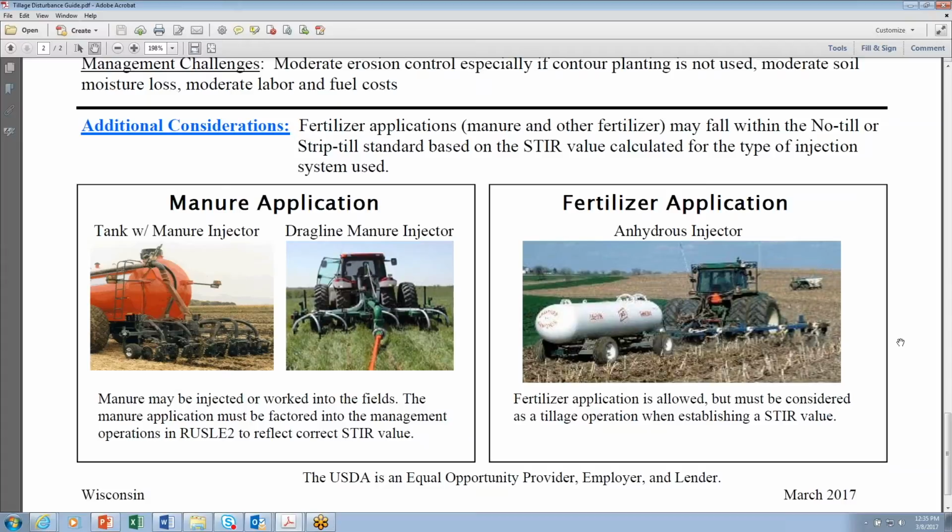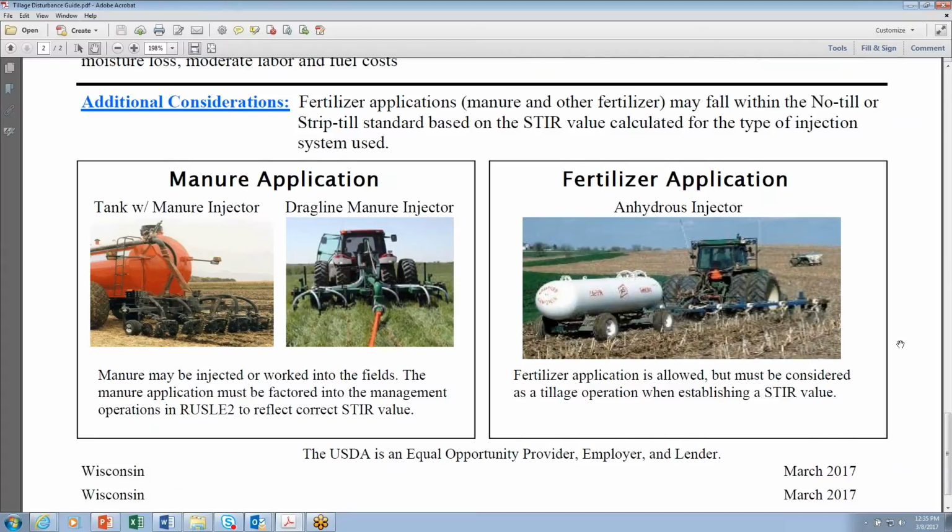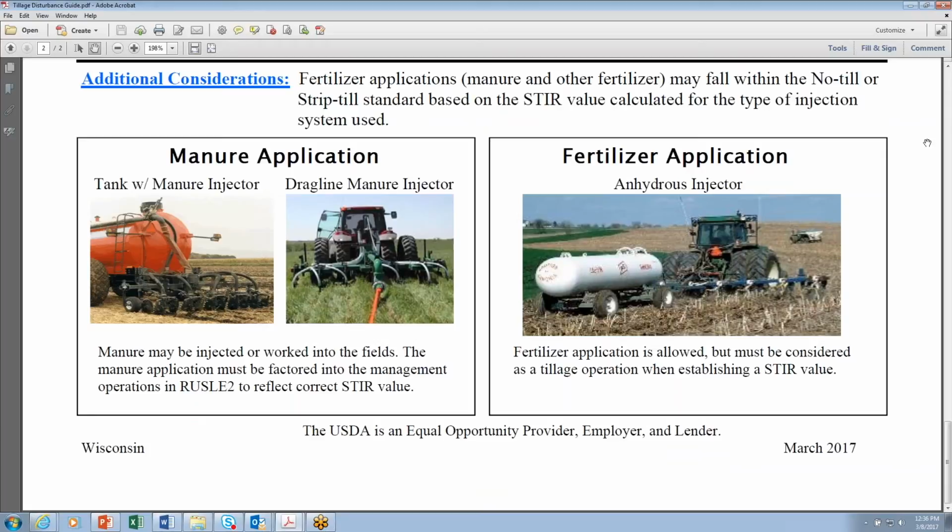There are aggressive injectors, and then there are some that have very, very narrow and very low impact to that overall surface. So all of that matters, and we've got to ask the question so we know what equipment they're using. Otherwise, the STIR value means nothing. So I just wanted to mention this.